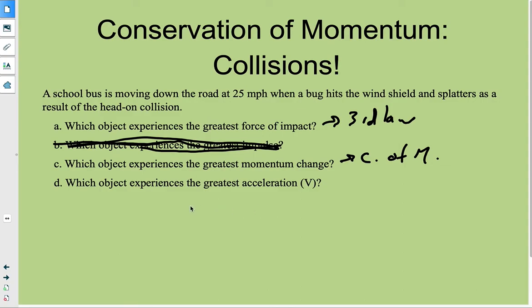Now, which object experiences the bigger acceleration? Well, that's going to be the bug, right? Because remember, F equals ma. That's Newton's second law. The bug has a really, really little mass, so it'll have a big acceleration. The car has a really big mass, so it'll have a small acceleration because the forces will be the same.